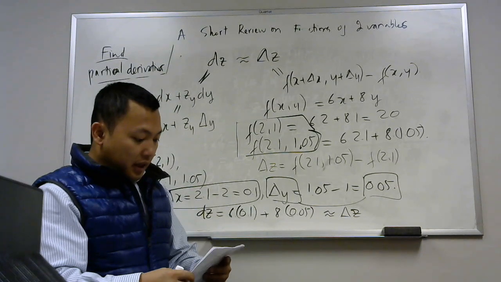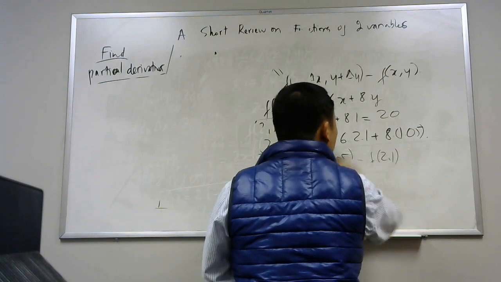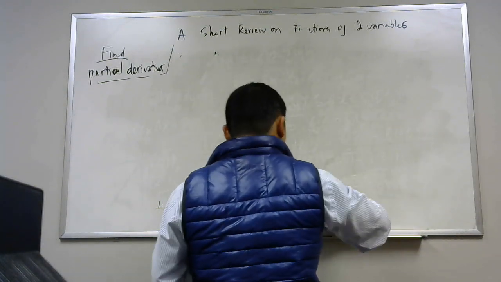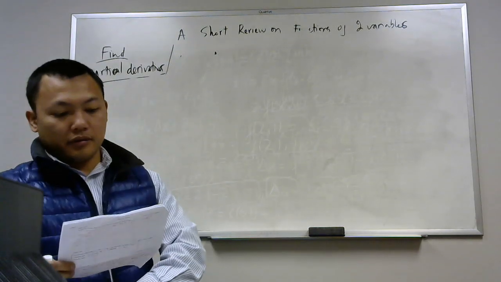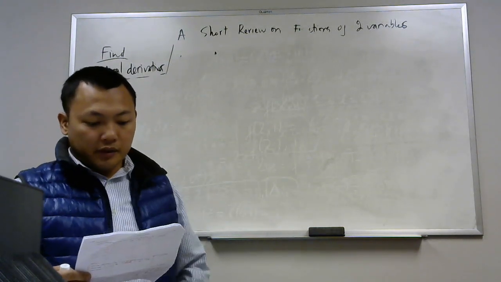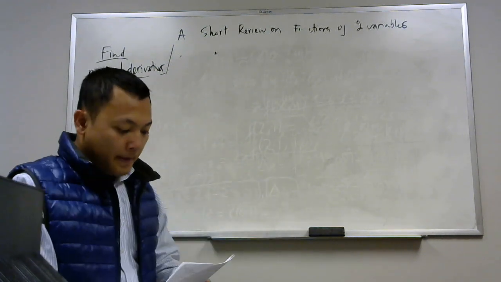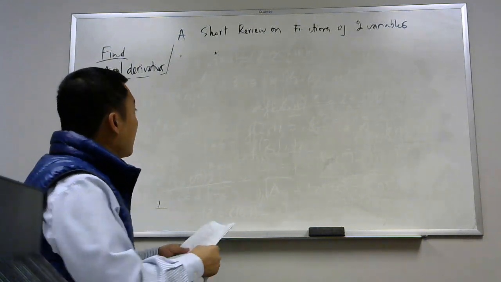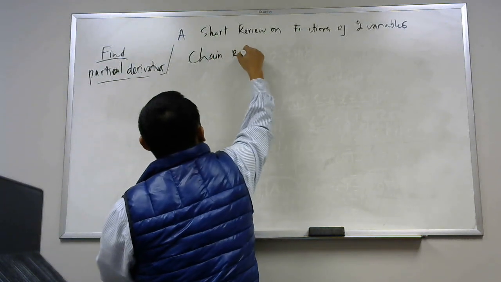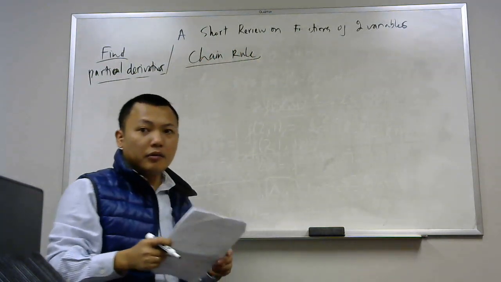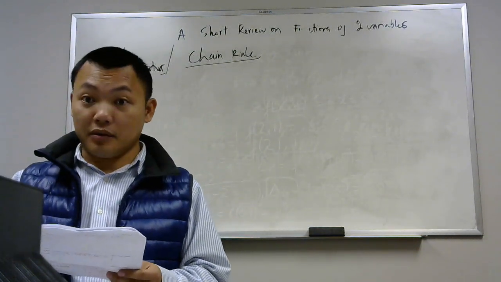All right, move to the next question. For the next question, you need to use the chain rule to find the partial derivative or the derivative. For the first question, I write here the chain rule. I remind you again, we are learning calculus 3, so please use the chain rule in calculus 3.